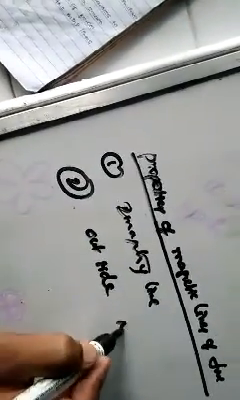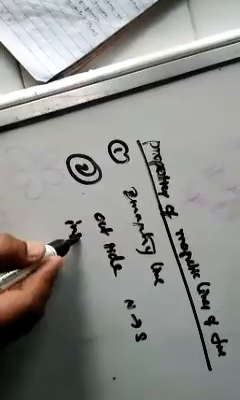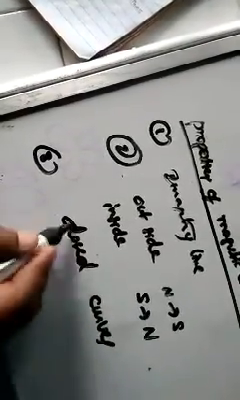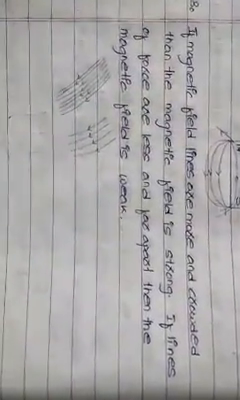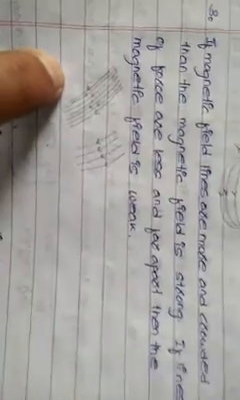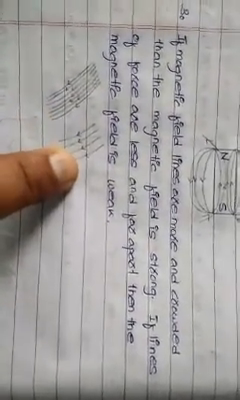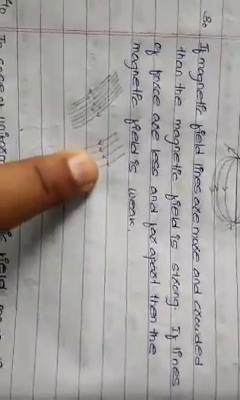Magnetic lines of force: first one is imaginary lines. Second thing, outside they are moving from North Pole to South Pole. Inside they are moving from South Pole to North Pole. Magnetic lines of force are closed curves. Remember, closed curves. Next, if magnetic lines of force are crowded, then the magnetic field is strong. If lines of force are more in number, the field is strong.